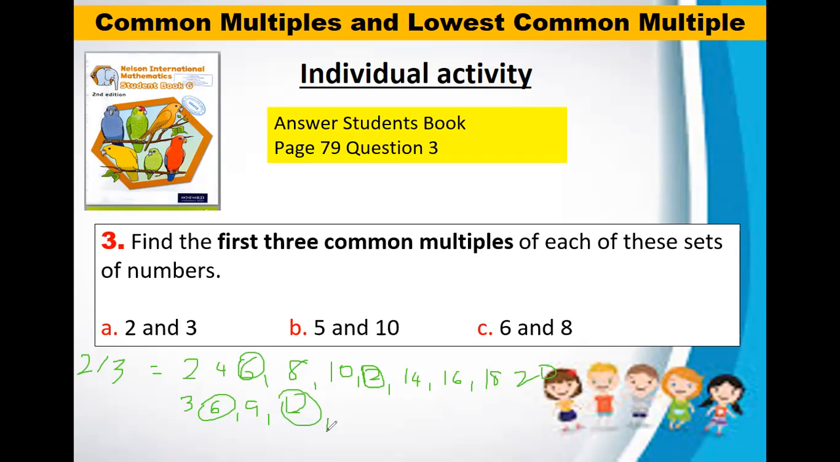Now I'll continue the multiples of 3. 3, 6, 9, 12, 15, and 18. So I will stop now because I already have 3 common multiples. So the first 3 common multiples of 2 and 3 are 6, 12, and 18. So you should not stop writing the multiples until you find the first 3 common multiples of the pair. Okay? So you can do it in your notebook to practice.